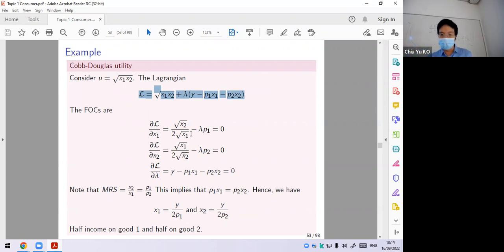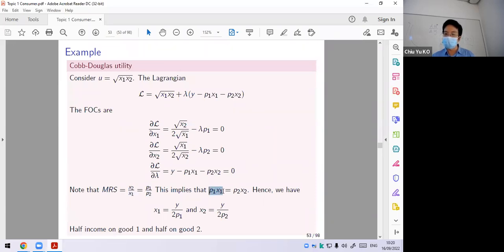Then you do the FOC, right? You just differentiate that. I don't think I need to go line by line. Is that okay? So you differentiate this, you get this. You differentiate this, you get this one. And from this, what we're going to do is just divide the first two equations, which gives you the MRS like this. Because when you divide these two, you get x2 over x1, and then p1 over p2. So that is the MRS, and that implies one interesting thing.